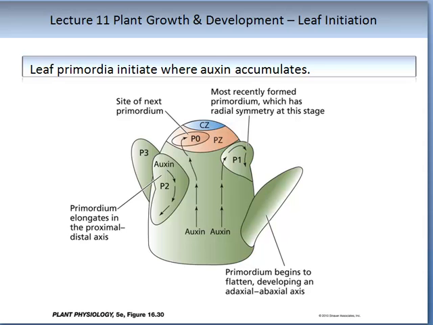It will be no surprise for you to hear that leaf primordia initiate where auxin concentrations accumulate. The image on the slide shows a visualization of auxin accumulation, the site of primordia cell division, and how the order of primordia division is correlated to the auxin concentration. As auxin concentrations increase, primordia elongate.